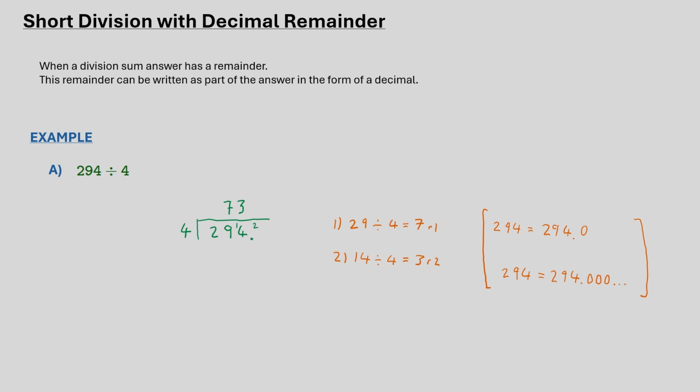So if we introduce a decimal point both above and below, this allows us to add a 0 onto the end of 294, which the previous remainder of 2 can be combined with to give 20 and allow us to carry out another division beyond the decimal point. 20 divided by 4 gives us an exact division with no remainder, so the whole division sum is now complete and we have the decimal remainder of 0.5, giving us a complete final answer of 73.5.